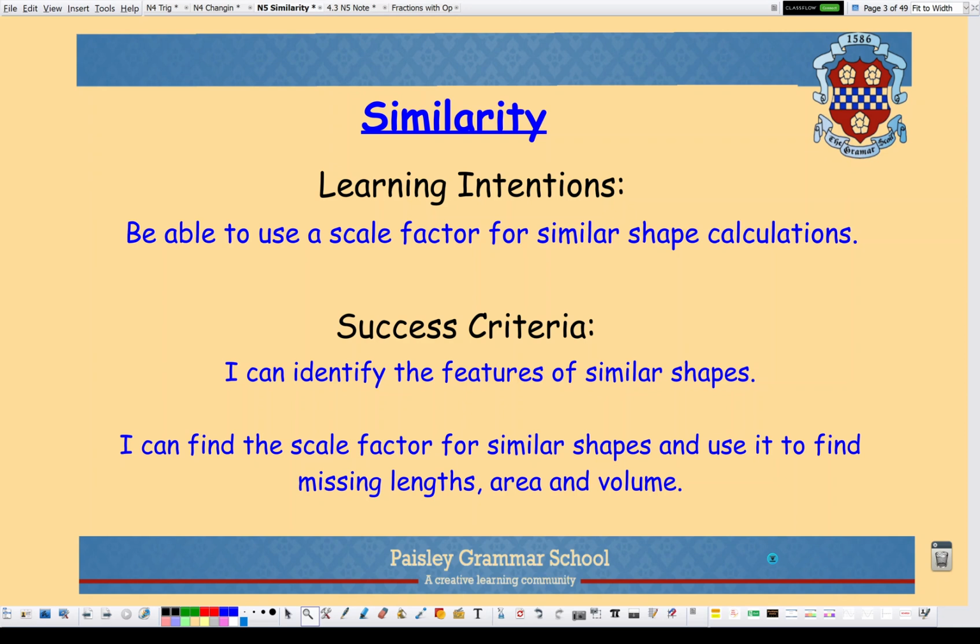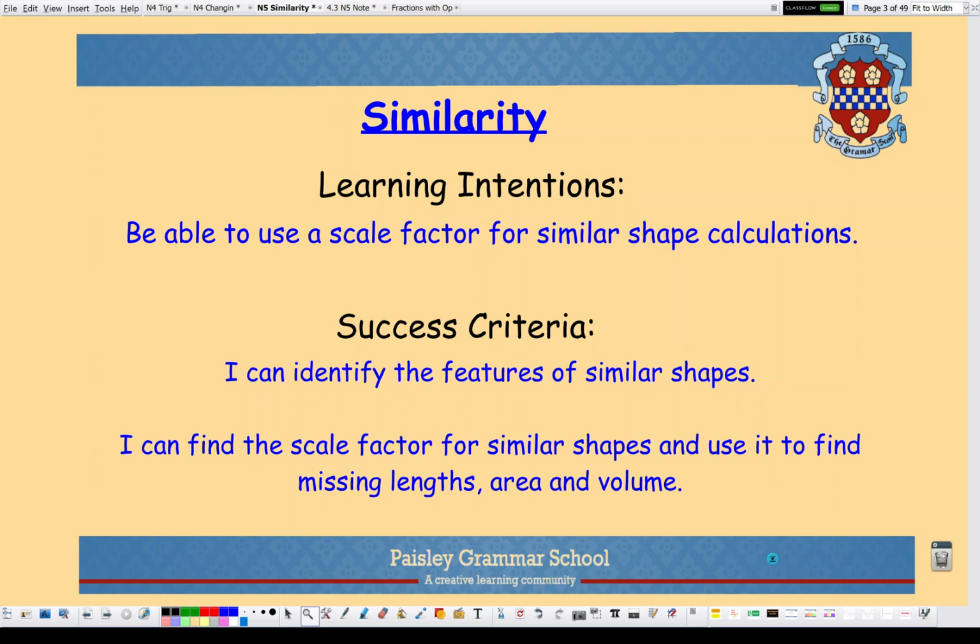Okay, so we'll explain first of all what this term similarity means. It's kind of a vague term, but if you read the learning intention and success criteria, it'll give you an idea. So we're going to be able to use a scale factor for similar shape calculations, identifying the features of a similar shape, so what makes two shapes similar in mathematical terms, and finding the scale factor for similar shapes and using it to find missing lengths, areas, or volumes. That's what this topic is all about.